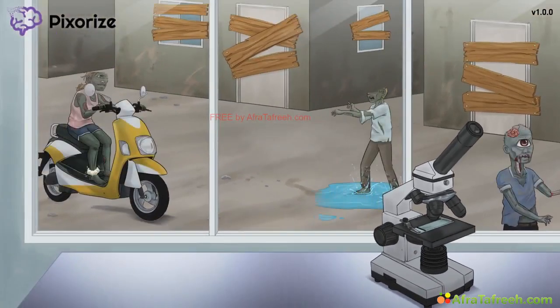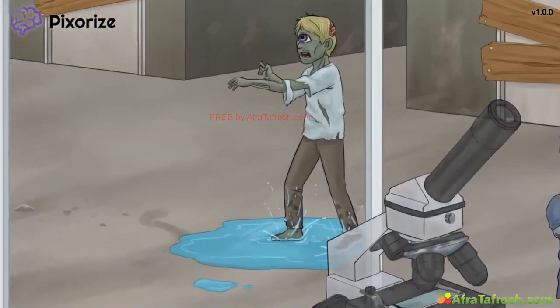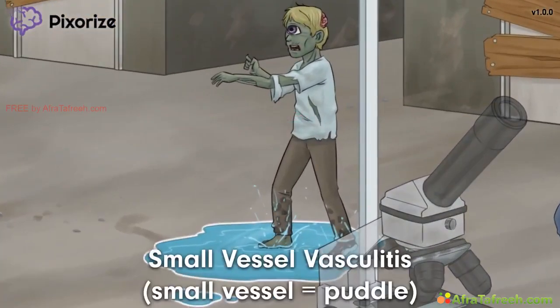Next, shift your focus to the crowd of zombies outside the window. Looks like one of the zombies is standing inside a small puddle. By the way, this small puddle is here to help you remember that microscopic polyangiitis is a small vessel vasculitis. Because we use bodies of water to show vessel size, this small puddle is our recurring symbol for small vessel. Get it? As if the word microscopic wasn't enough to get you to small vessels. Microscopic vessels? No, small vessels. Anyway, the small vessel inflammation is what is responsible for the signs and symptoms seen in microscopic polyangiitis.